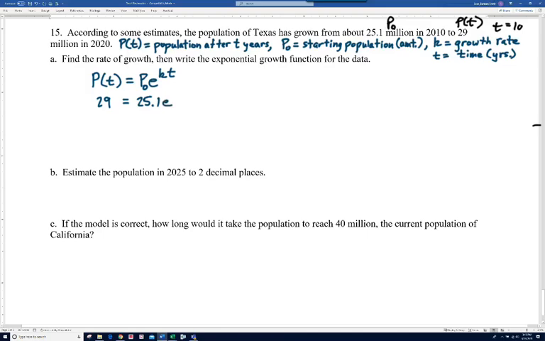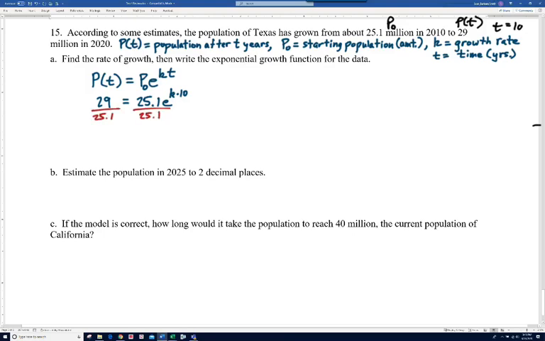And then this times e. We don't know what k is. That's going to be our growth rate. That's what we're looking for. But we do know t is 10. And so, again, we've got this extra number here. We want to put this in exponential form, where we have base, exponent, answer. And so we need to divide both sides by 25.1.